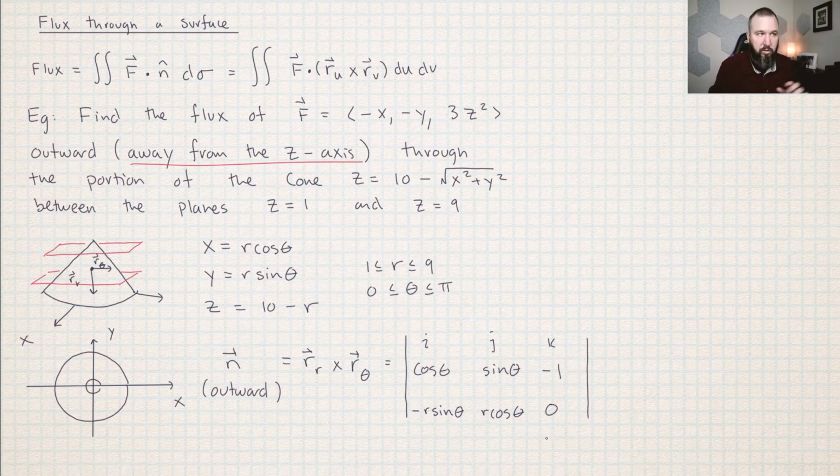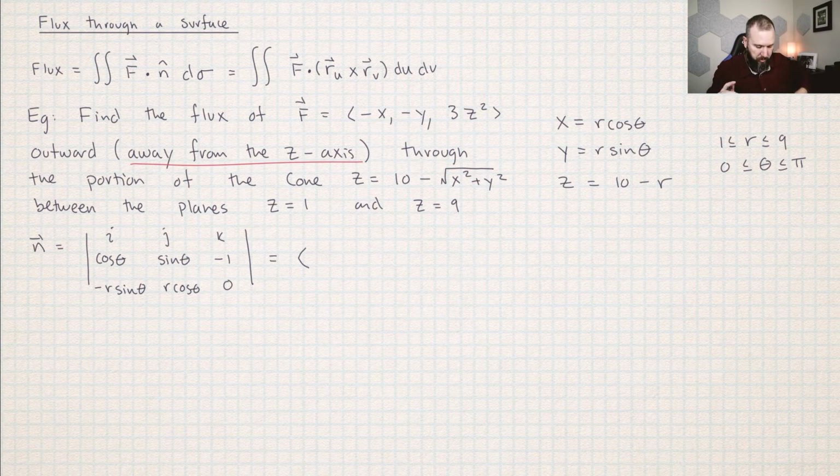So let me calculate this cross product. All right, I cleaned up the board here. I made a little mistake in my cross product. I ended up with too many cosines, so I'm doing it over again. Everybody's human. We all make mistakes. So let's do this cross product.